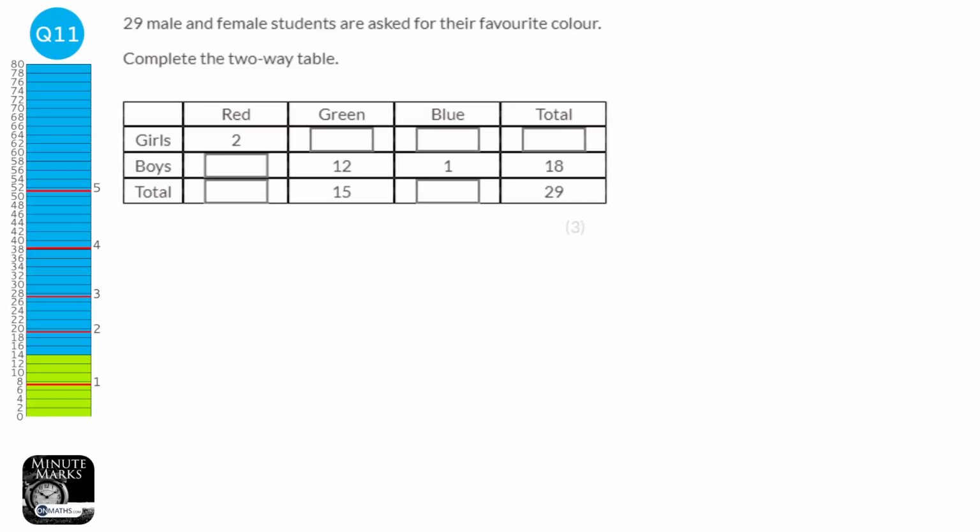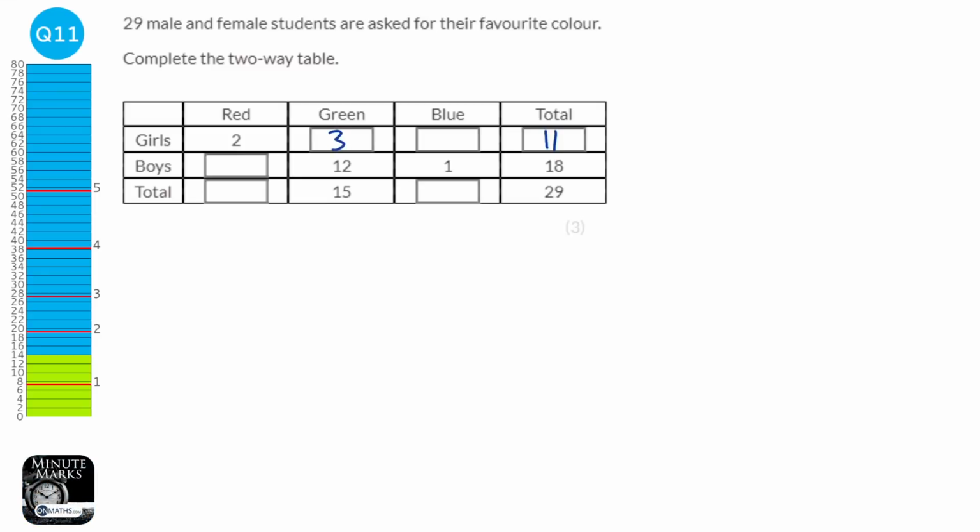With these questions, we've just got to go around and fill in what we can, and there's going to be some numbers like this one here we can't fill in yet, so we're going to have to be strategic in the order we do it. I'm going to first of all look here, and notice that the total of girls and boys is 29, the total of the boys is 18, so take away the 18 from 29 and we get 11. Next one I'm going to fill out is this one. Notice that the total for the green is 15, total for the boys who picked green is 12, and therefore for the girls it's going to be 3.